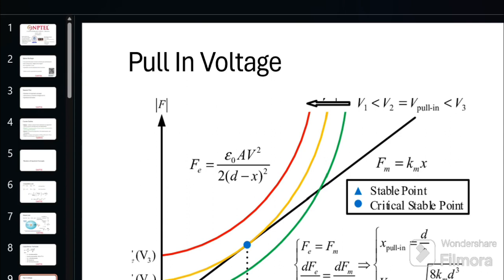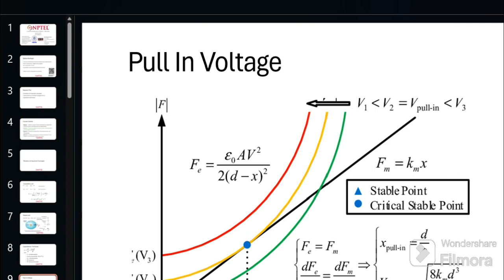And the critical distance at which the pull-in voltage is considered is d by 3, and the pull-in voltage is given by the formula 8k d cube upon 27 epsilon naught A. So these are the two things you need to understand about the pull-in voltage.